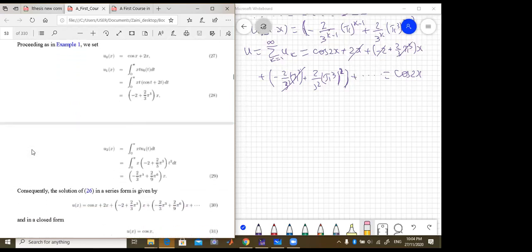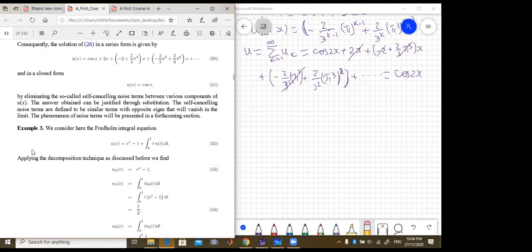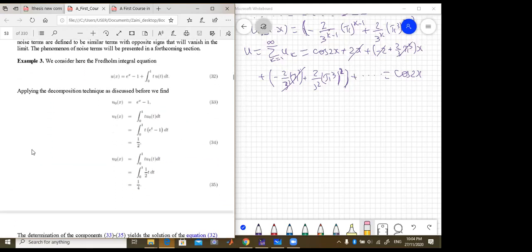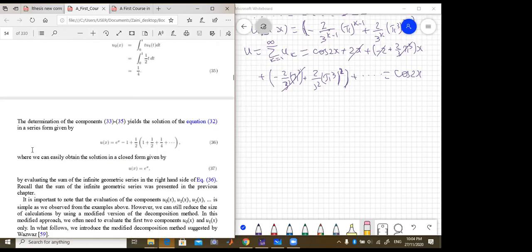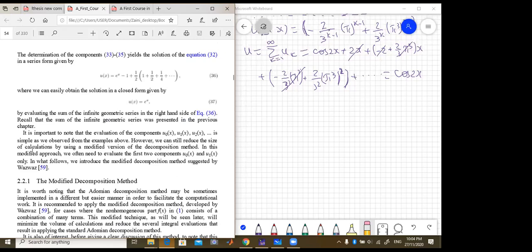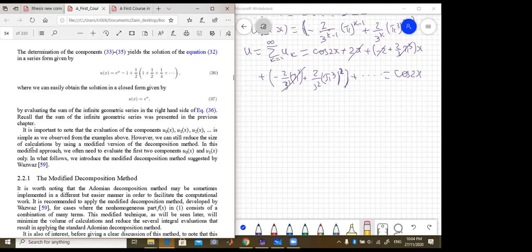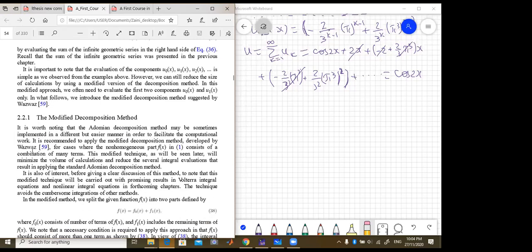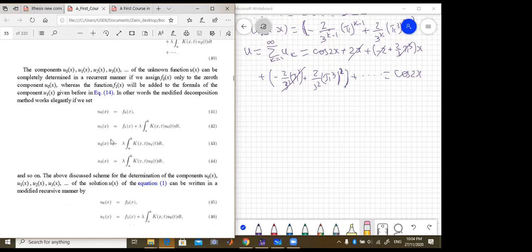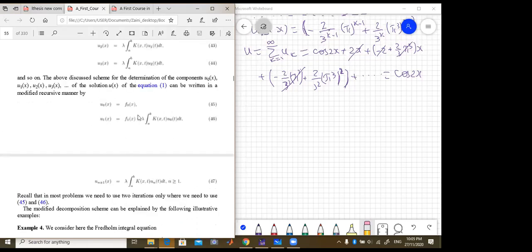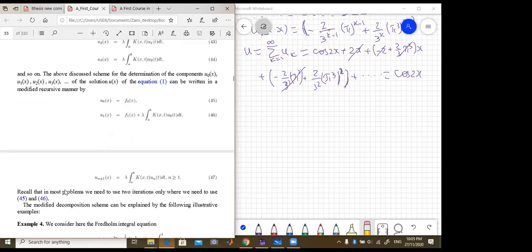Okay, now I will check. Here there is an example 3, I think example 4. Now, actually, there are 3 examples. After that, the modified decomposition method. Now let me solve one example. You see, already the derivation: U0, U1, U2. Shortly we write U0, U1, and UN. Okay, so already we have done.